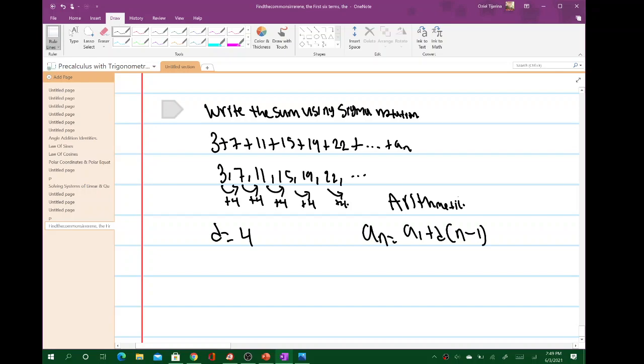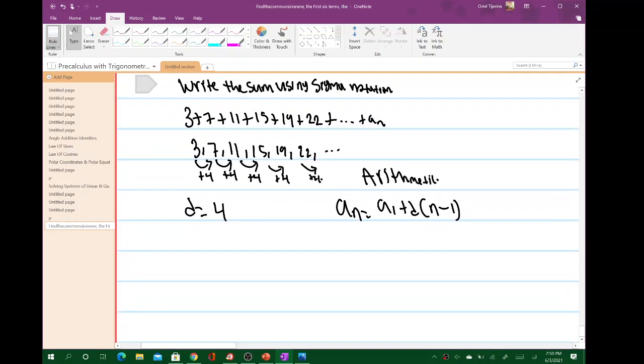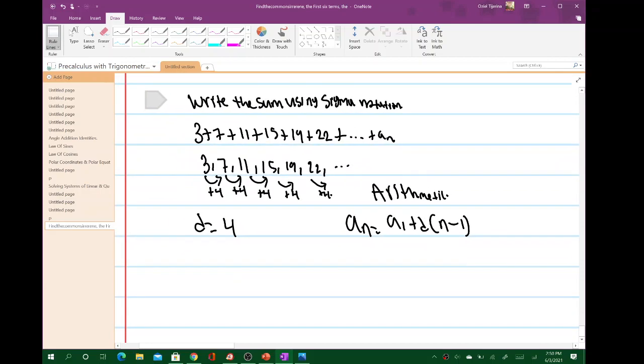So, we want to write the sum of this using sigma notation. We don't want to find the sum, but we want to write the sum, okay? At least that's what I think they're asking. I don't think they're asking us to find the specific sum if it goes to infinity. I really hope not. But even if it did go into infinity, we could still find the sum. So actually, I'll do both.